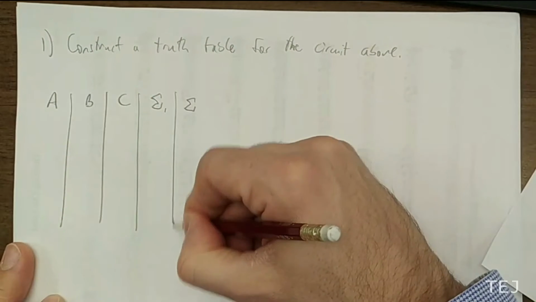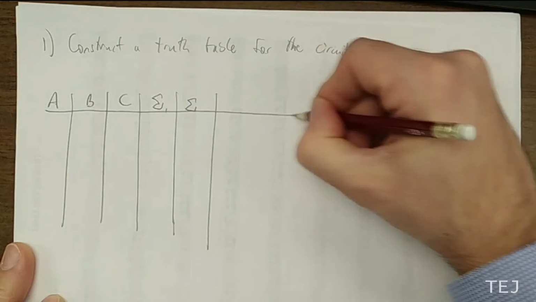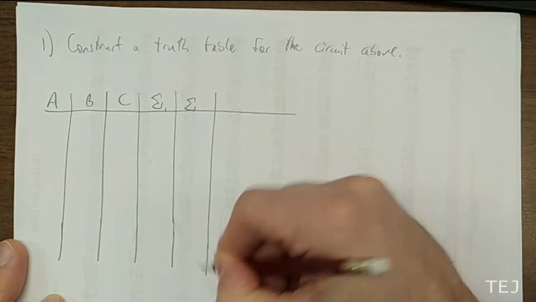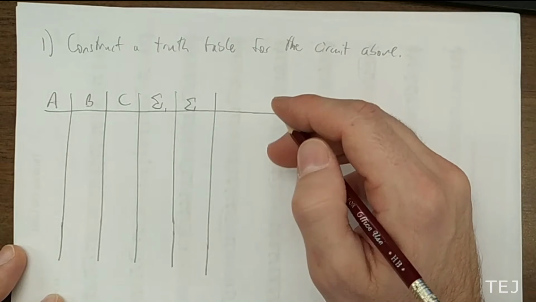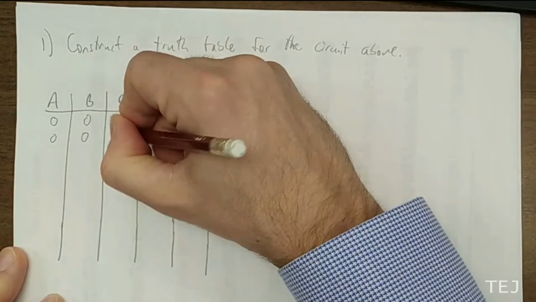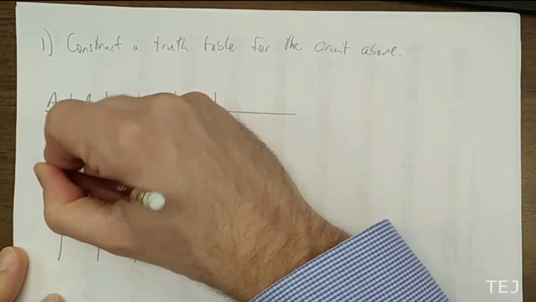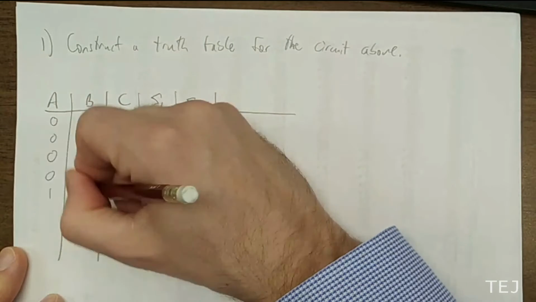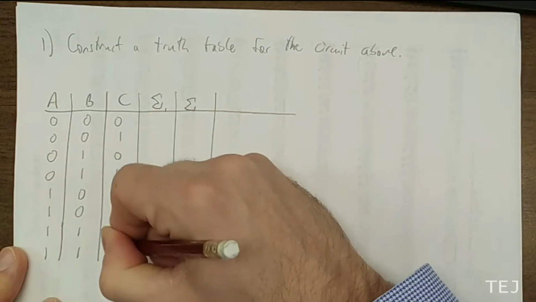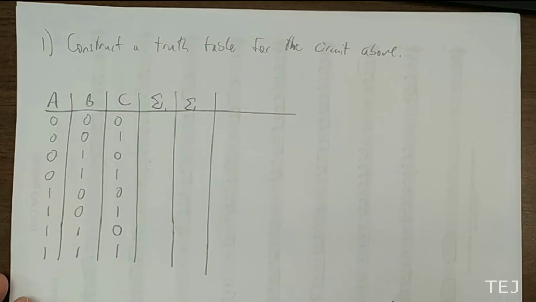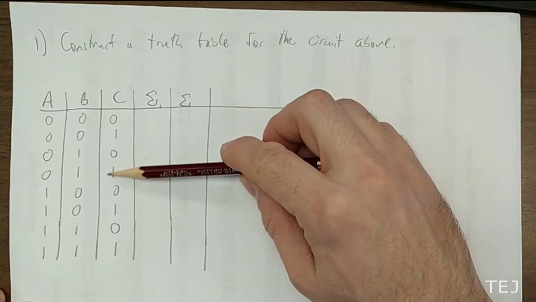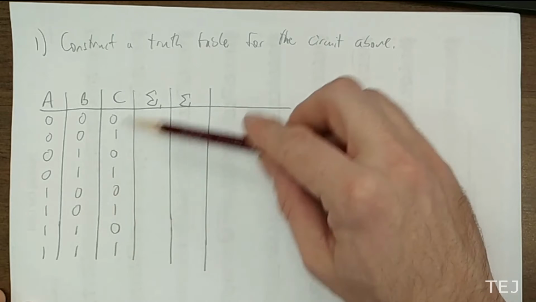Now, because we have 3 inputs, how many rows should we have? 8, right? 0, 0, 0, 0, 0, 1, 0, 1, 0. So you have to do it in this order. If you miss one of them, then it's a problem. So we have all of them there.